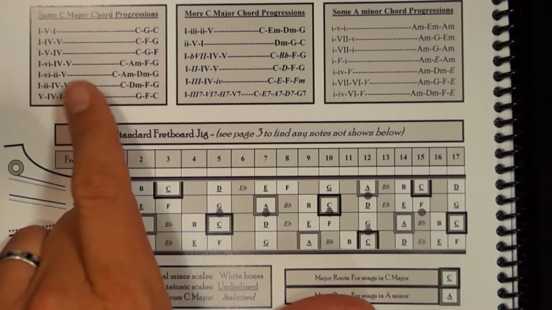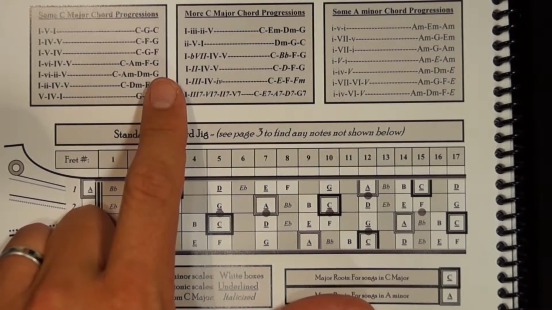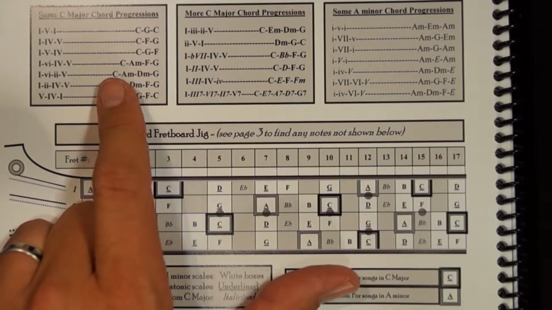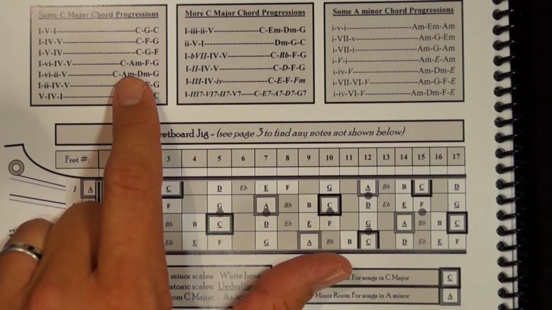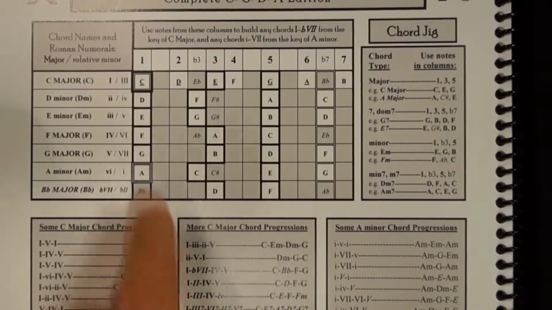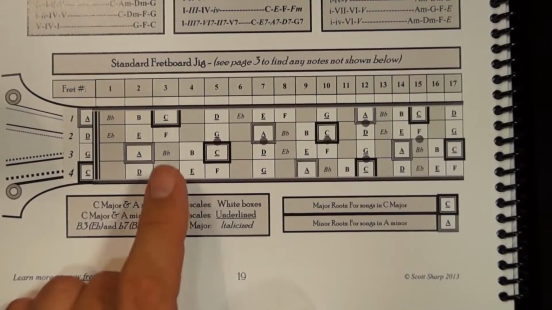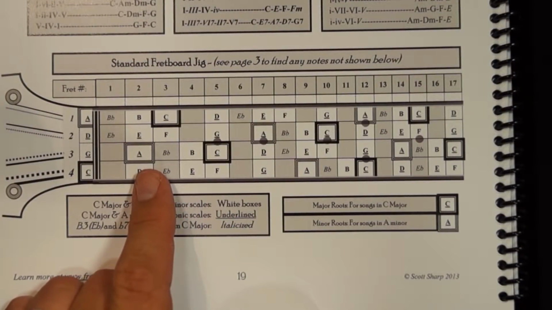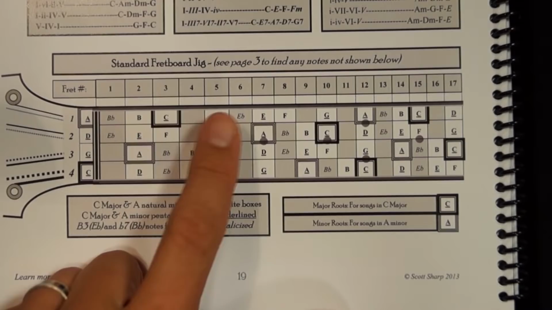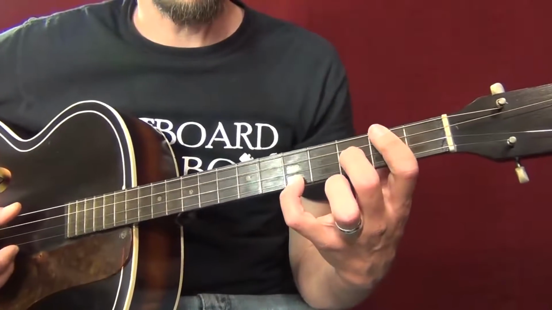A 1-6-2-5 progression is going to be C major, A minor, D minor, G major. And I'll use the C major I showed you earlier, the A minor I showed you earlier, the D minor, the 2 chord. D minors are made of the notes D, F, and A. So a D minor, I'm going to do D, A, F, D, just because I know this position from mandolin.